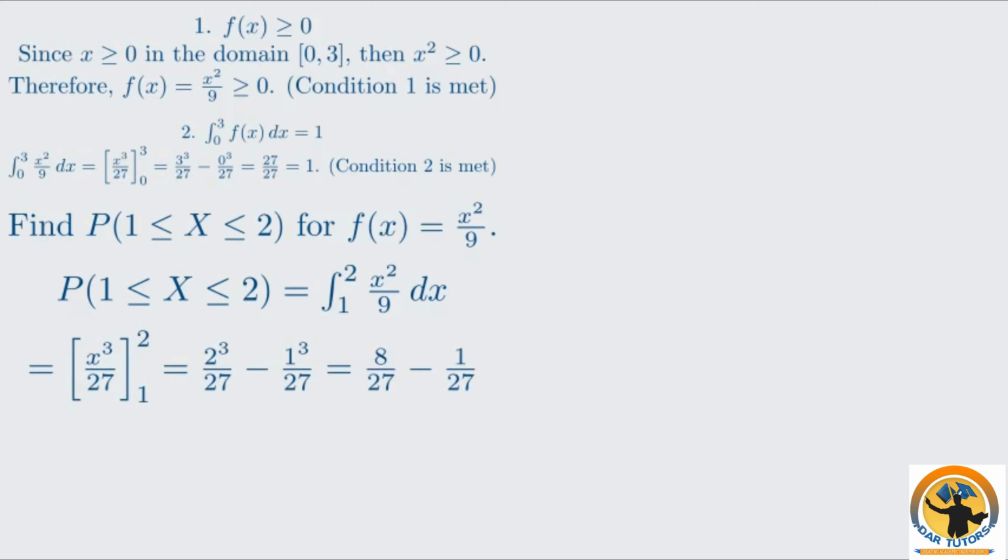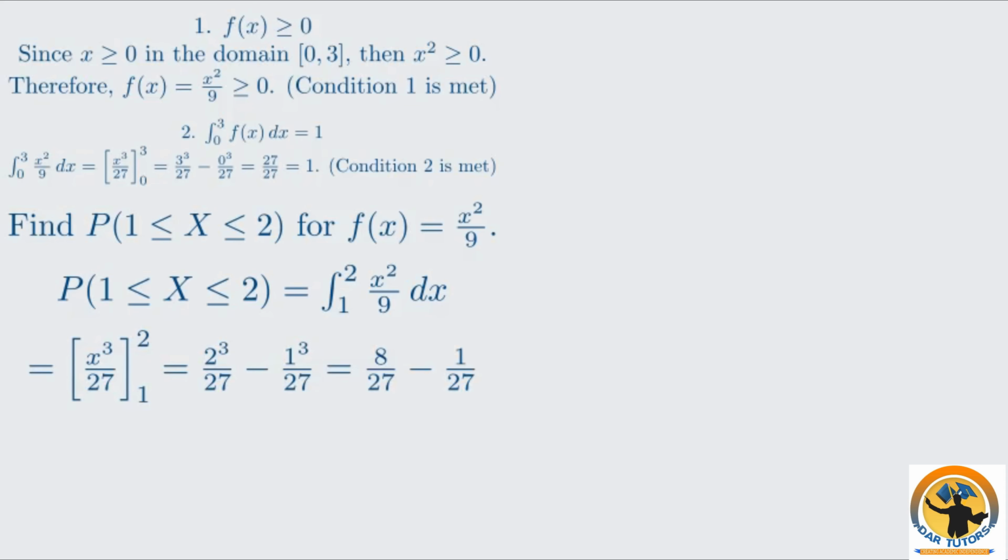This gives us 2 cubed over 7 minus 1 cubed over 7, which is 8 over 7 minus 1 over 7. Our final answer is 7 over 26. This represents the probability that our continuous random variable x falls within the range from 1 to 2.